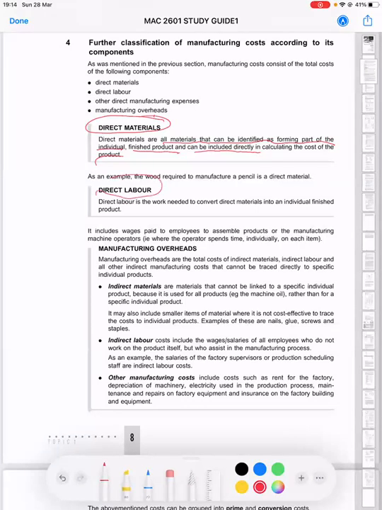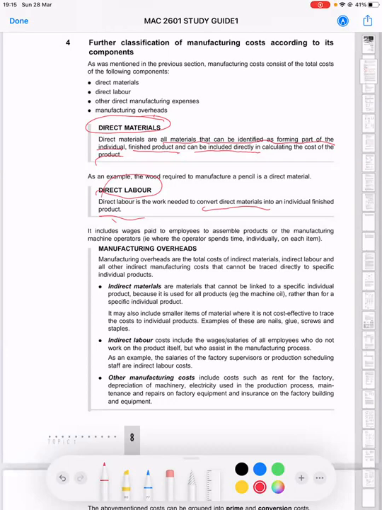What about direct labor? Direct labor is the work needed to convert direct material into an individual finished product. And then he said, when we talk about direct labor, we are talking about the labor that is provided by those people who are involved in the direct manufacturing of the particular product. A good example we gave was a carpenter.